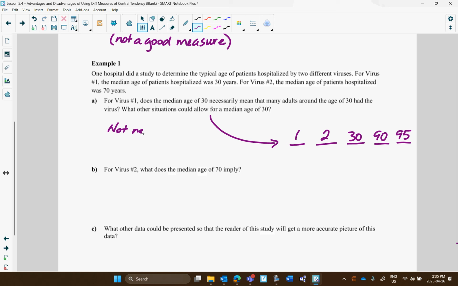I mean, we could have a situation where all 5 of them are 30. Or we could have a situation like this, where we've got 2 infants and 2 very elderly people, and 1 around the age of 30.